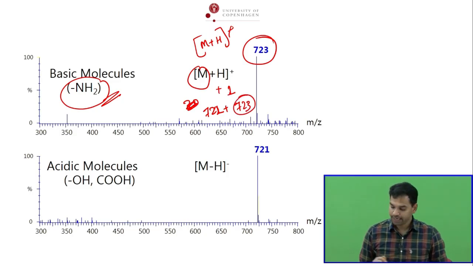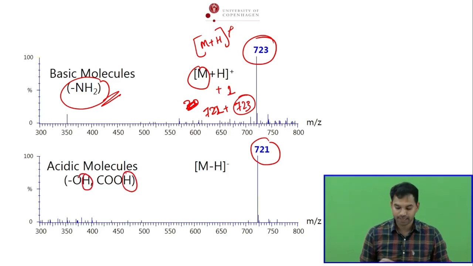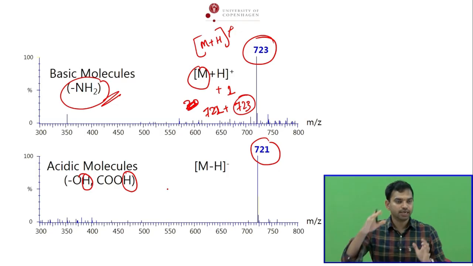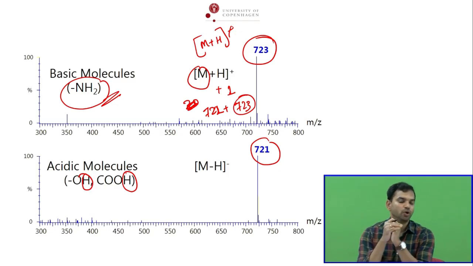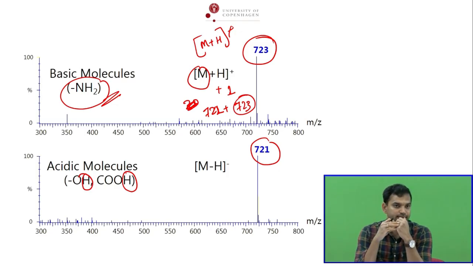And in the negative mode of ionization, you remove a proton from the side chain, and it gets the charge. And the charged ions will again move in the quadrupole and so on, and they will get separated.